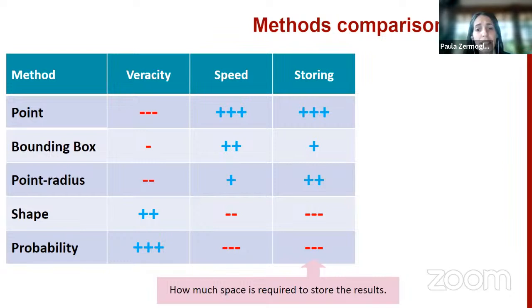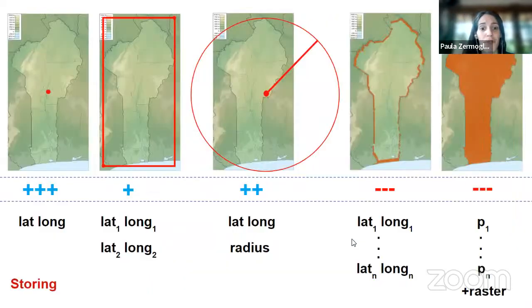Then the other characteristic is storing. How much space do we need to store the results? Well, as we were saying, the point method is only a set of coordinates, so we only need to store latitude and longitude. And what we're going to see a little more in the next slide, but the probability one is the worst, and the shape, because we have a lot of information to store.